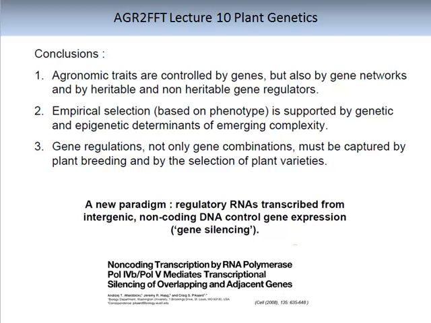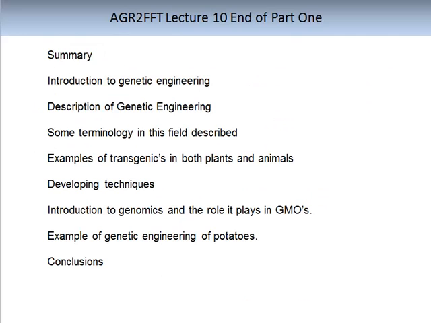A long time ago we used to refer to this part of the genome as junk DNA, and that was simply because we did not understand or could not put a function to it. It turns out that some of this silencing or non-coding DNA is very, very important in gene expression control. This is a growing area of our understanding, and certainly a very important one if we are going to employ GMOs in agriculture. That brings us to the end of part 1 of this lecture.